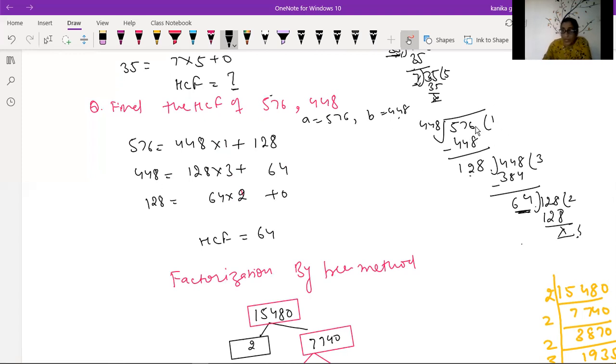Now write this in Euclid's form. Here we have dividend 576, divisor 448, multiplied by quotient 1, plus remainder 128. Next, 448 becomes the dividend, divisor 128, quotient 3 and remainder 64. Then 128 becomes the dividend, divisor 64, quotient 2 and remainder 0. So you get HCF is equal to 64.